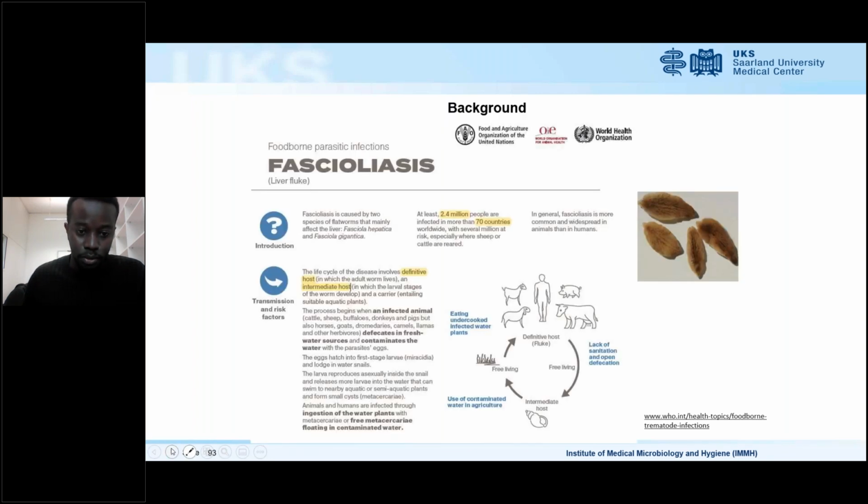As a background, fasciolosis is a foodborne parasitic disease mainly caused by two species, Fasciola hepatica and Fasciola gigantica. It was previously estimated that around 2.4 million people are infected in more than 70 countries. The life cycle of Fasciola species is quite complex and requires an intermediate host.